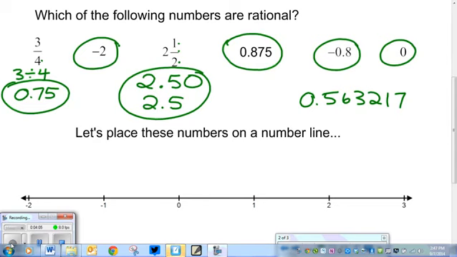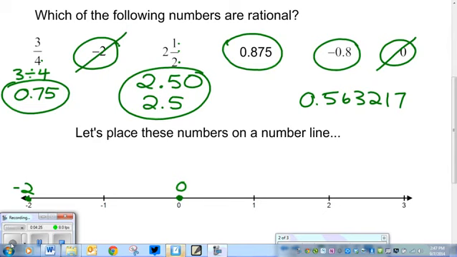The easiest one we're going to do first is 0. Because I know its exact location, I'm going to mark it with a closed dot. So that's where my 0 goes. The next value that's easiest to place is -2. Again, I know its exact location, so I'm going to mark it with a dot.